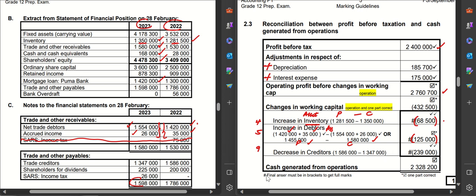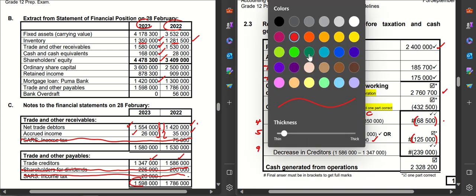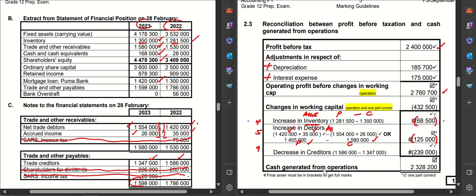Then lastly, in our creditors, we will not touch shareholders for dividends. We will not touch SARS income tax. When we do this note, we will only consider our trade creditors there. Now, this is a liability. So when I come to this liability, remember assets, I was saying previous minus current, but this is a liability. So in the liability, I'm now saying current minus previous.